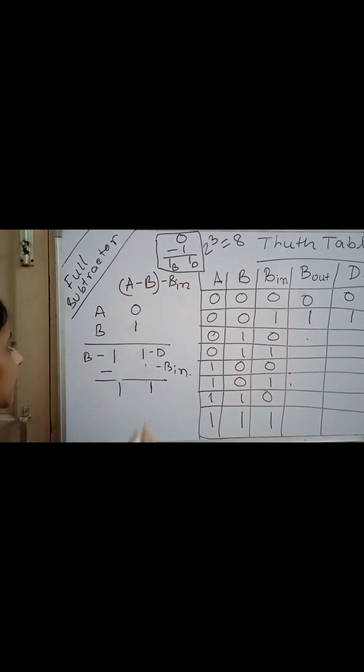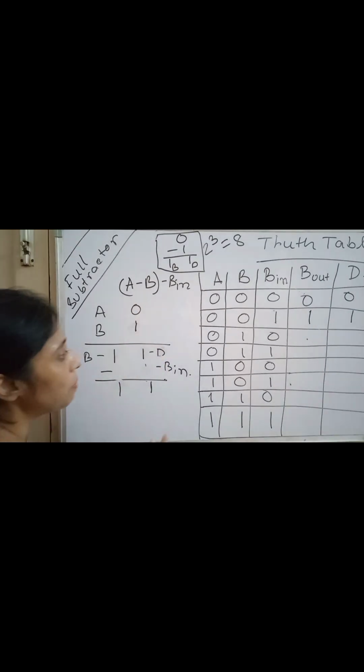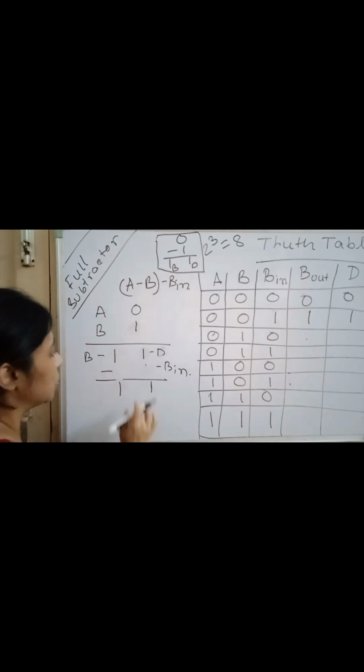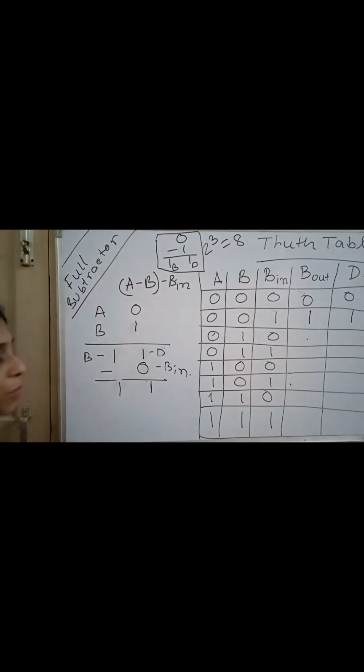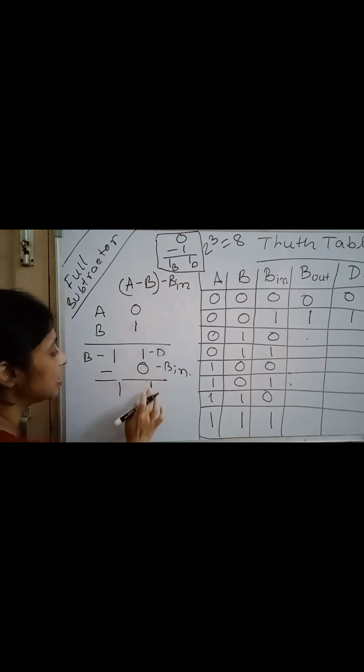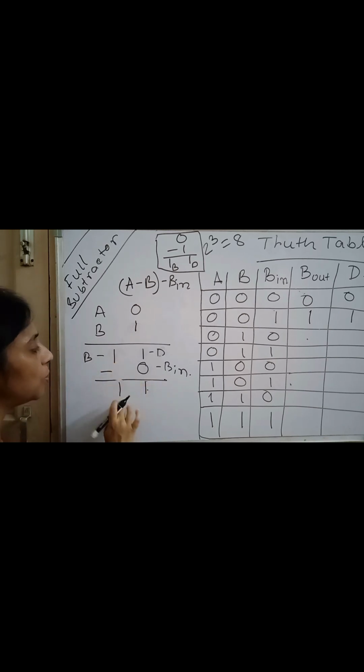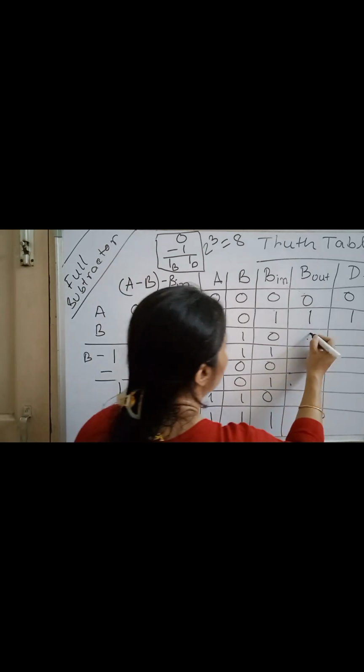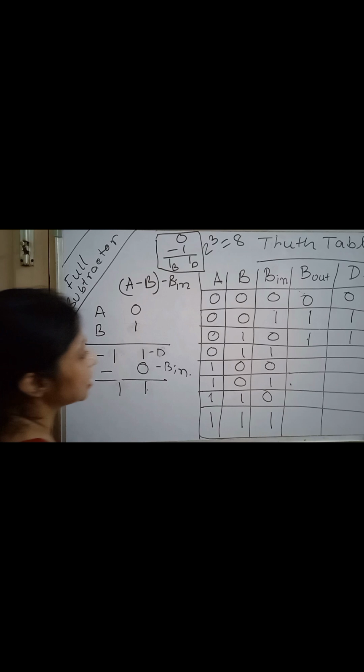Now see, in this case, we are subtracting 0 minus 1. So difference is 1 and borrow is 1. From that, we will subtract 0. So what will be the result? 1 minus 0. So output is 1 and this is also 1. 1 is remaining over there. So this is 1, 1. Right?